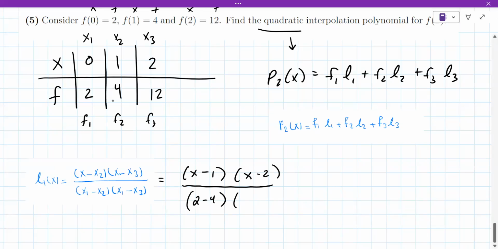Sorry, I got these wrong. I apologize. It's 0, sorry, 0 minus 1, 0 minus 2. So notice that the numbers in the top and the bottom are the same.